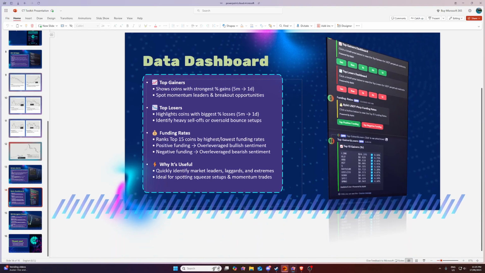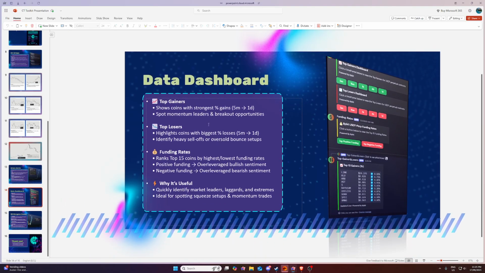Next up, we have the data dashboard. This one allows you to find the top gainers and top losers on multiple time frames with just a click. So it's a very neat feature.